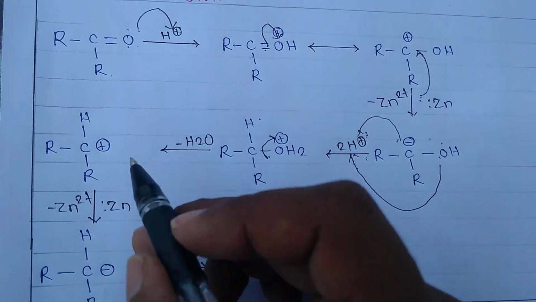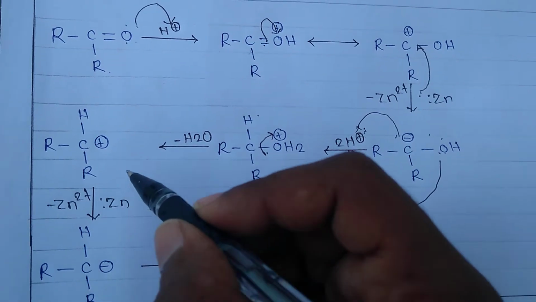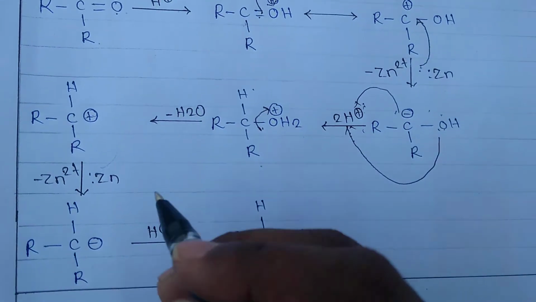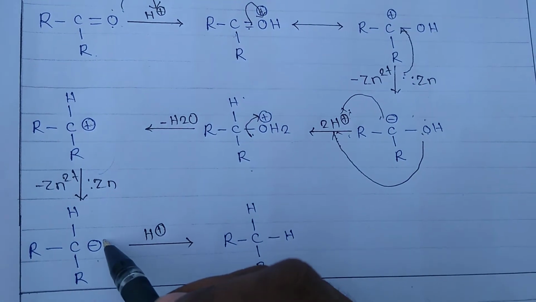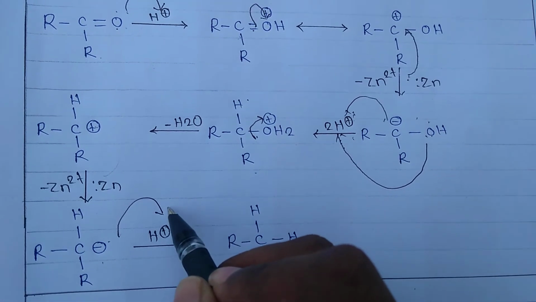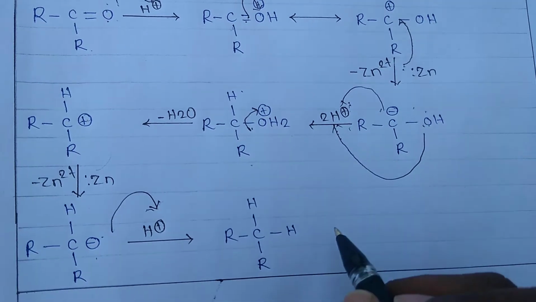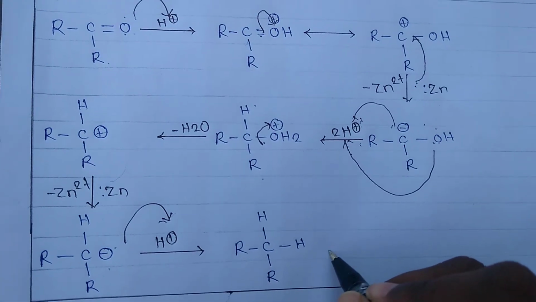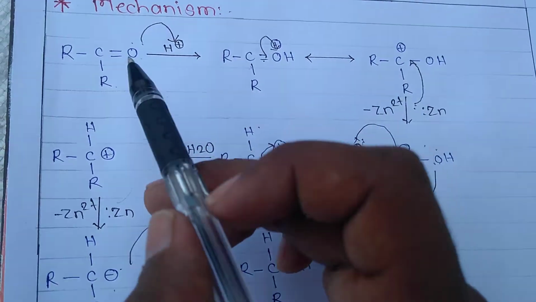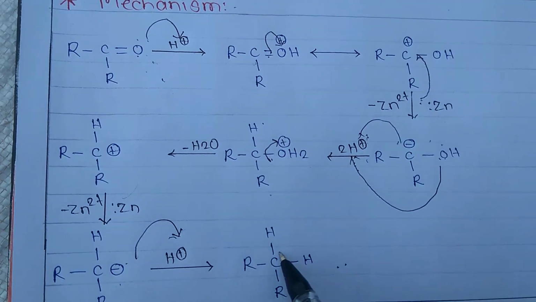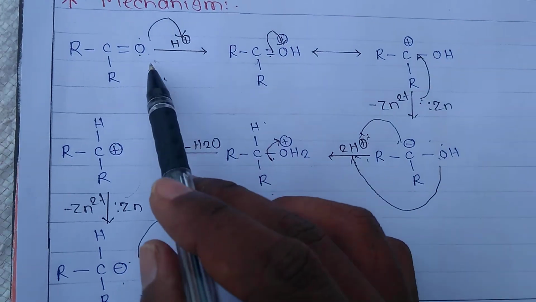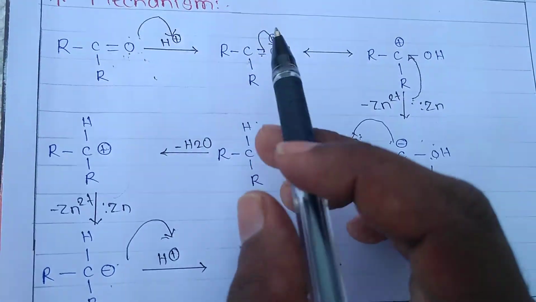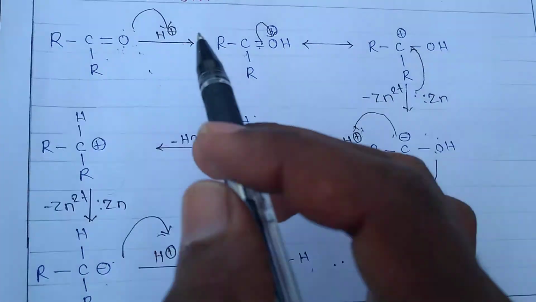So another step is also the same. Electrons are shifted to the carbocation and formation of carbanion takes place here. And the carbanion attacks on the H plus, it takes H plus and the formation of RCH2R, that means paraffin, takes place. So here carbonyl is reduced to RCH2R. So carbonyl is converted into the methylene group. It is called Clemmensen reduction, and this is the mechanism of Clemmensen reduction.